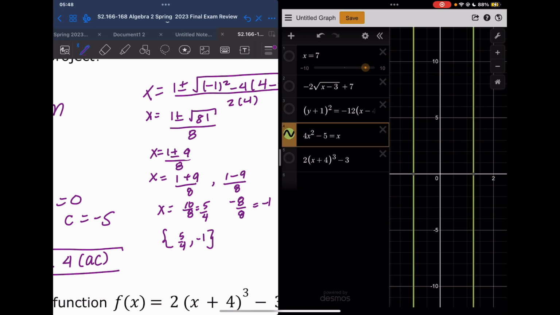If we look at these equations right here on the left, these are your solutions. Negative 1 comma 0, and then 1.25, which is 5/4, so it's 5/4 comma 0.